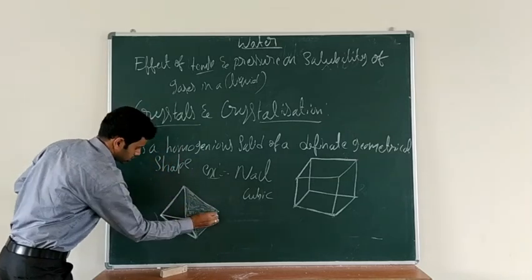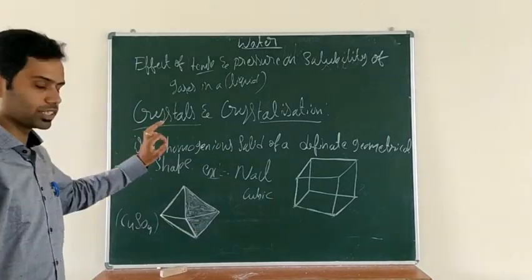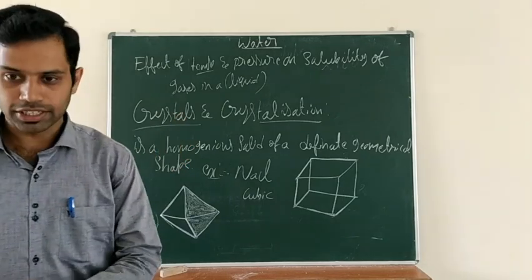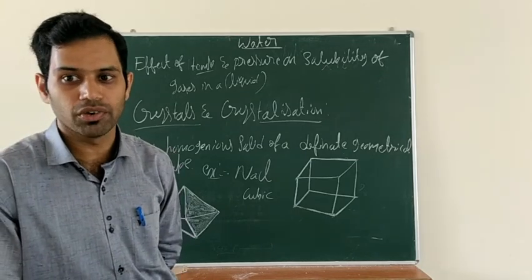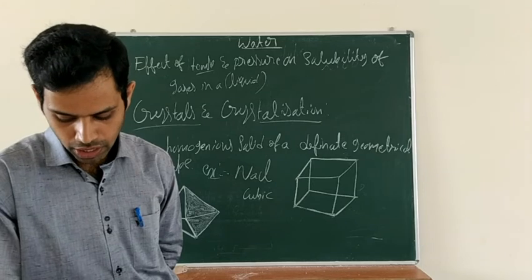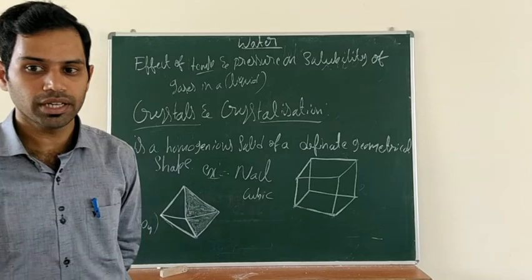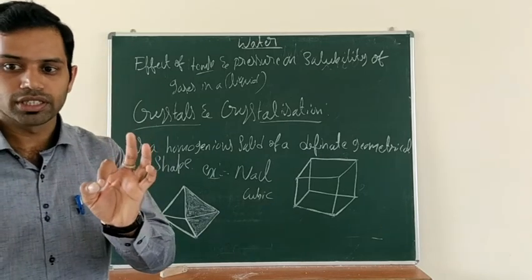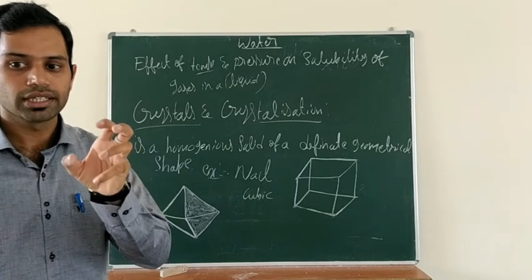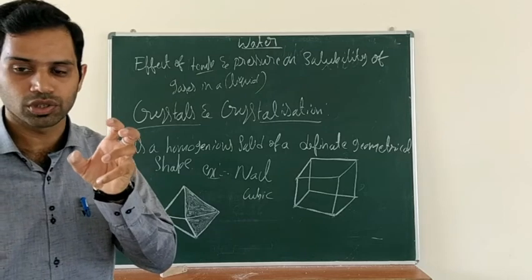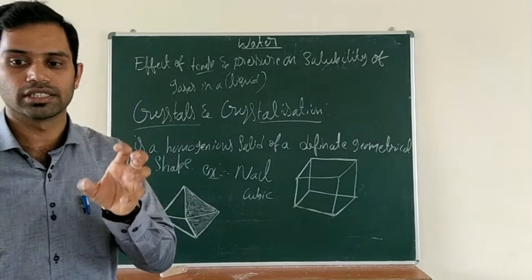A few more examples are there in your textbook. You see that. So this is about the crystal. And what does crystallization mean? Crystallization is a process by which crystals are obtained by cooling a hot saturated solution. If you cool the hot saturated solution, that will give the crystals.